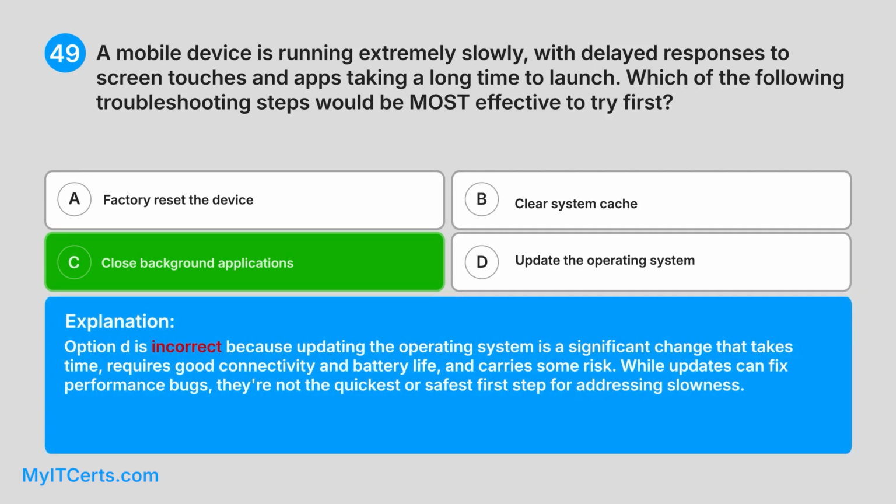Option D, update the operating system, is incorrect because updating the operating system is a significant change that takes time, requires good connectivity and battery life, and carries some risk. While updates can fix performance bugs, they're not the quickest or safest first step for addressing slowness.